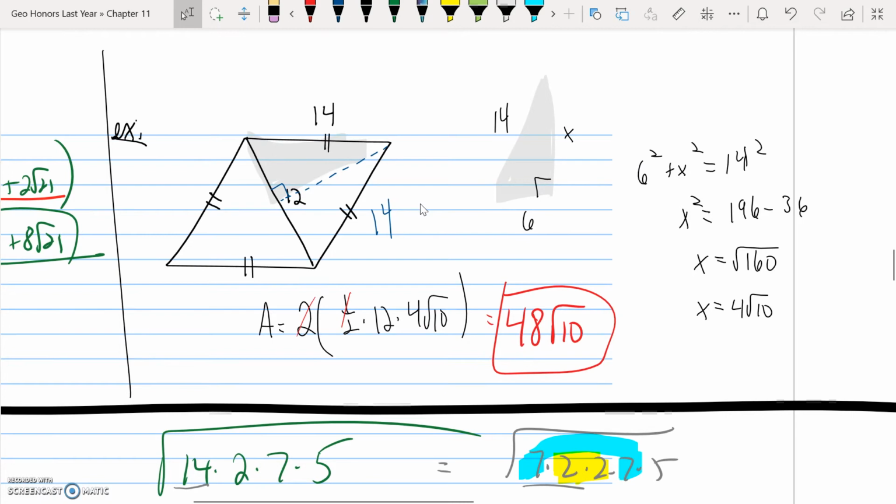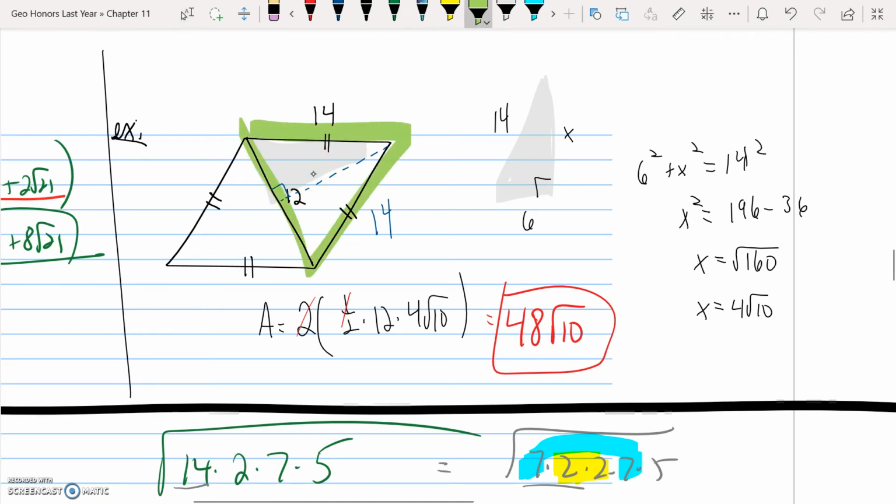The next example that you see is a rhombus where you have lengths of 14, 14, and 12. So I took this right triangle, dropped in an altitude, and used Pythagorean theorem. This length is 4 root 10. And then what I decided to do is let's find the area of this one triangle.